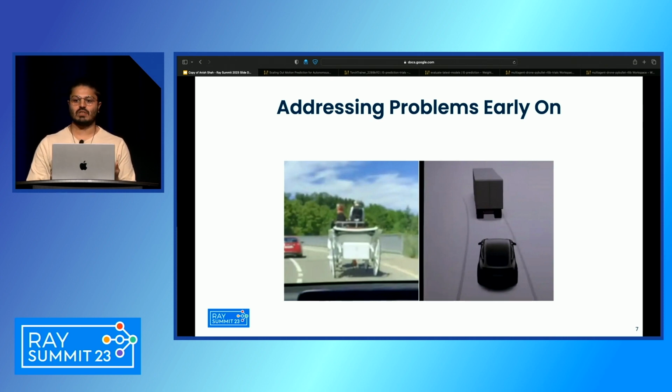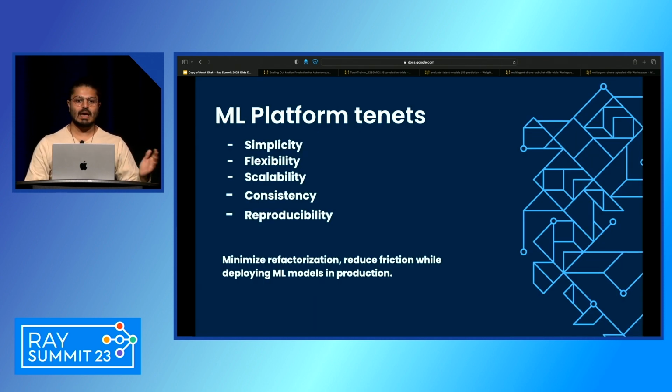When these situations occur, you need to ensure that you have an ML platform that's able to quickly grab this specific problem, iterate upon it, and then release that fix quickly upon the world. These are 5 tenets that you can use to categorize and organize this. But deep down, you want to minimize the refactorization problem for machine learning practitioners so that they can reduce the amount of friction in both their development experience and their production experience.